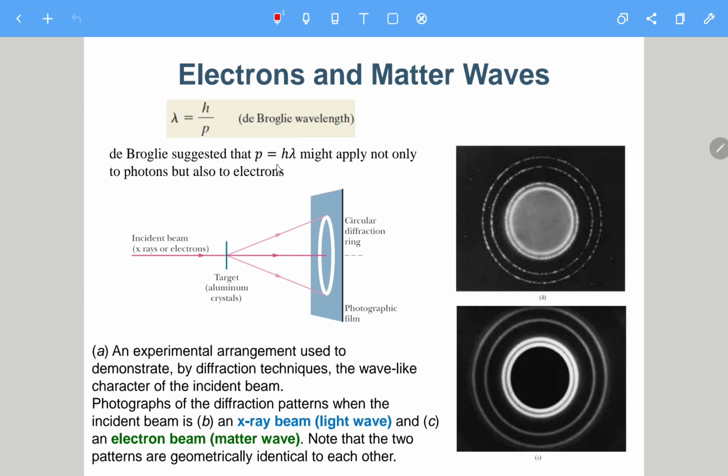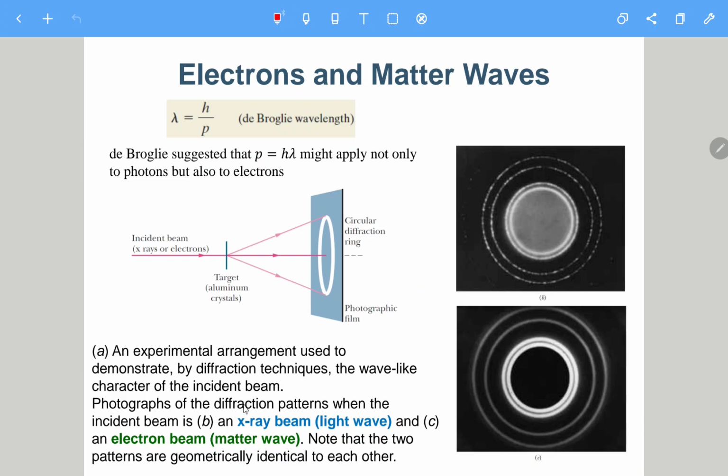So de Broglie suggests that p equals h over lambda might apply not only to photons but also to electrons, and of course even to other material. But if your mass is too large, then your de Broglie wavelength will be too short to observe. So actually, de Broglie called this the de Broglie wavelength.